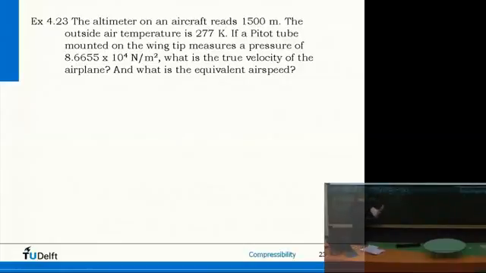8.665. Sorry. Oops. No. The temperature is not measured at this point, but is measured. Oh, sorry.